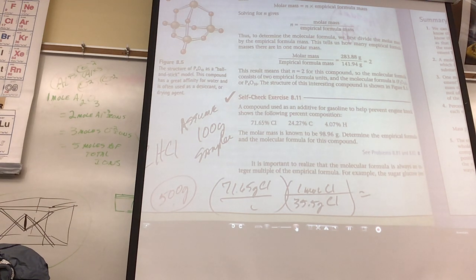Why do you use the 98.96? How do you use that? You do the empirical formula first, then you can figure out what to do with the other number.